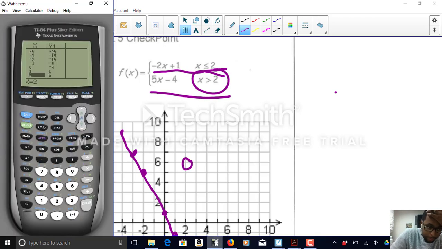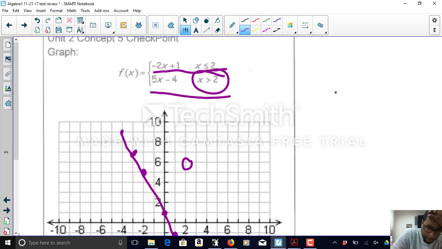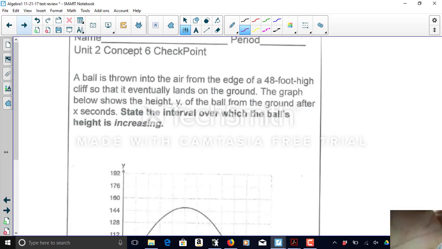Okay. Then I'm going to go up. First one is going to be negative 1, negative 9. And this is my graph. That's it. Okay. A couple more questions. Then you should be good to go.